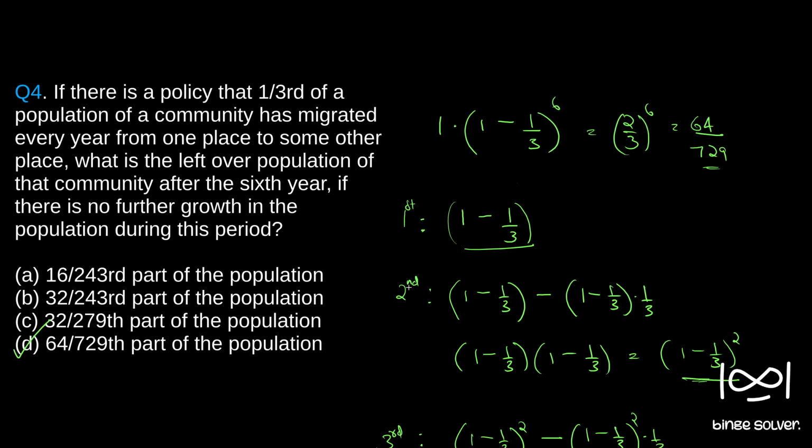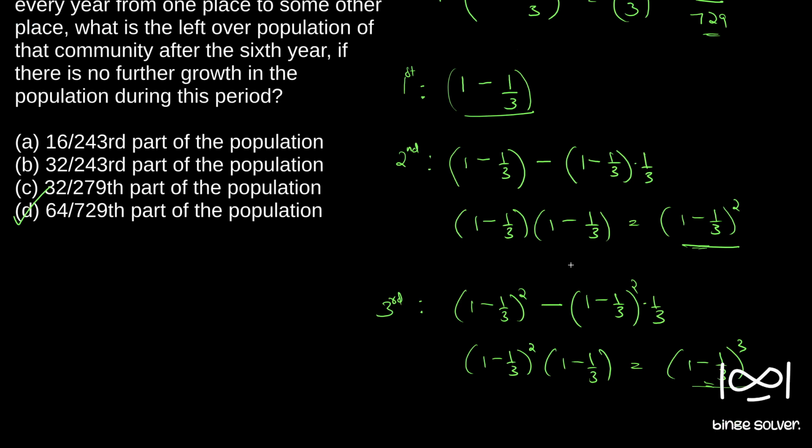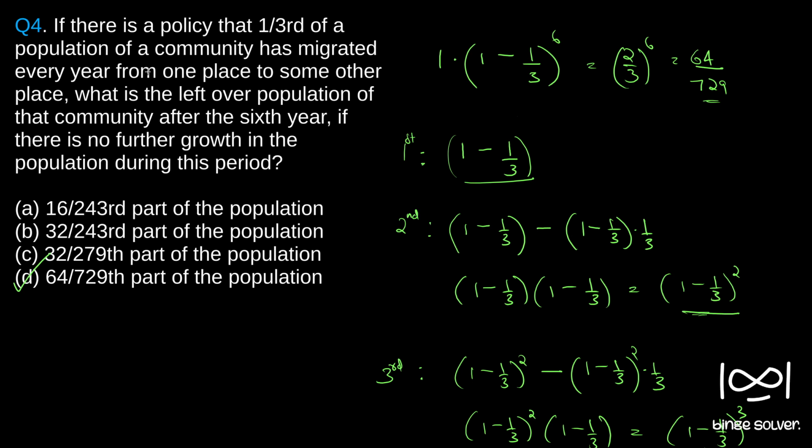If you know the formula, you could arrive at the final answer in just a few seconds. Even if you didn't know, you could simply write it down like this and see that it is a pattern. By the second time itself you will see the pattern coming up, or at least by the third time you will see it is 1 minus 1/3 the whole cube, and you can say by the sixth year it will be 1 minus 1/3 raised to 6. Okay, so that is the solution. Solution to question 4 is D, 64 by 729 part of the population.